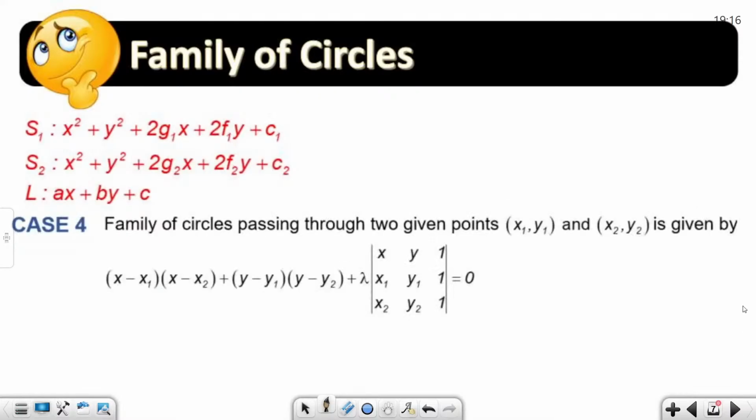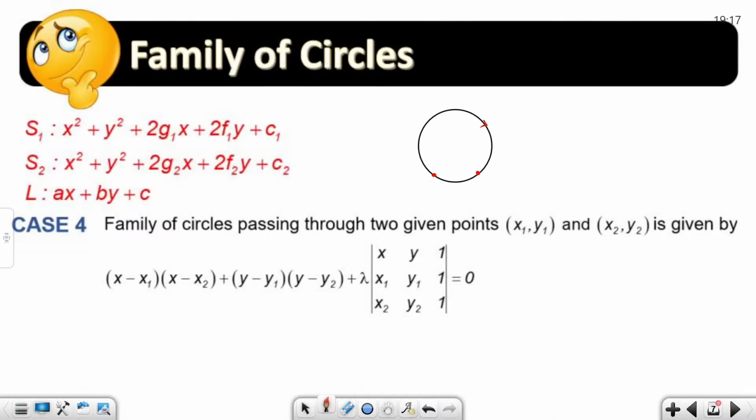Let us consider case 4. See, in this case, they have simply said that a circle is there and this circle is passing through two given points. You have to find out the family of all circles which are passing through these two given points. This circle which I have drawn is one of those circles. So find out all the family of circles which are passing through these two given points. That's it. Nothing else is given to you.